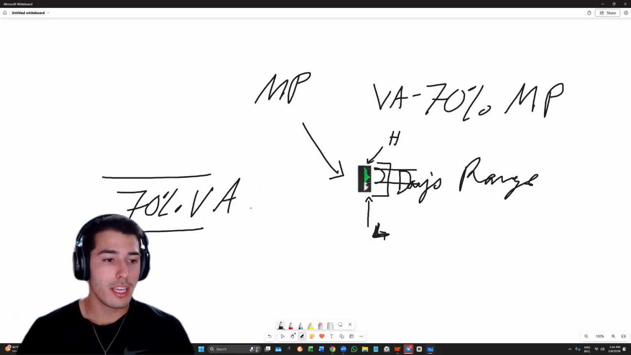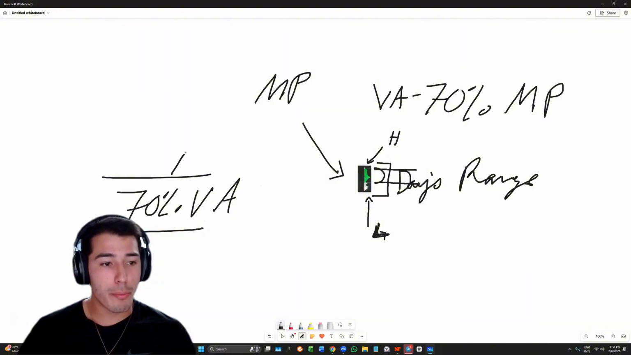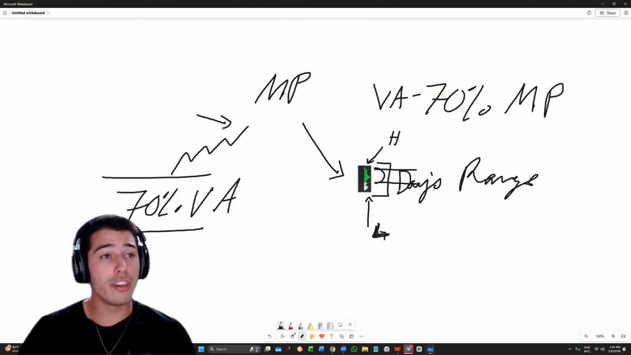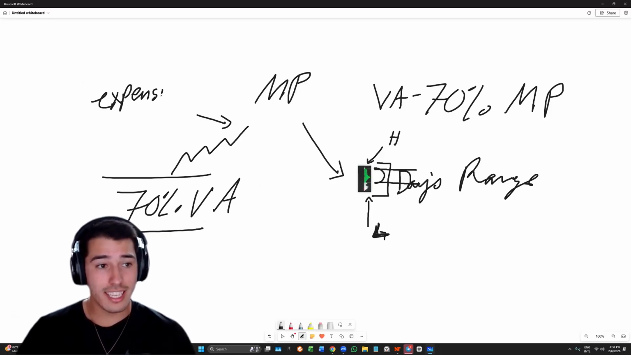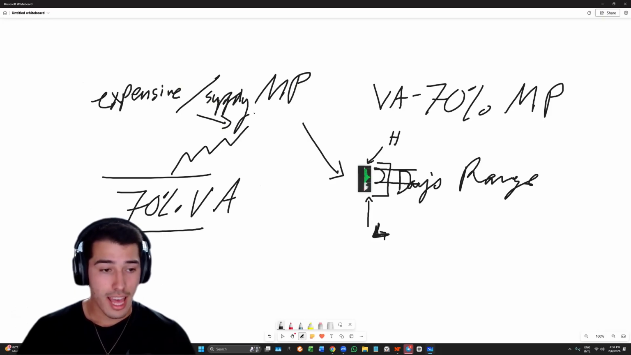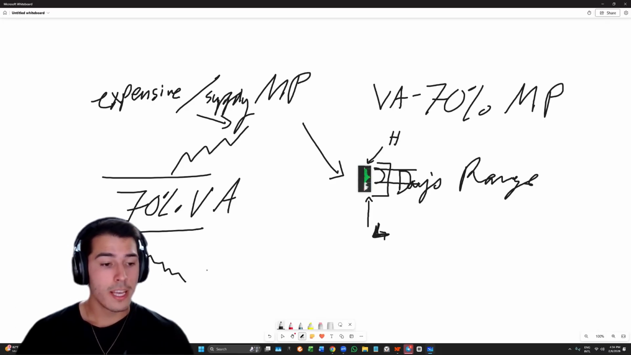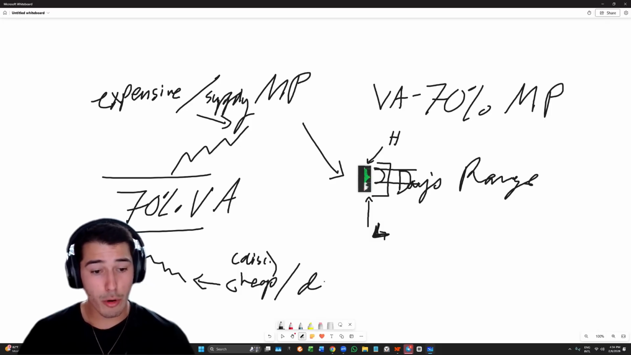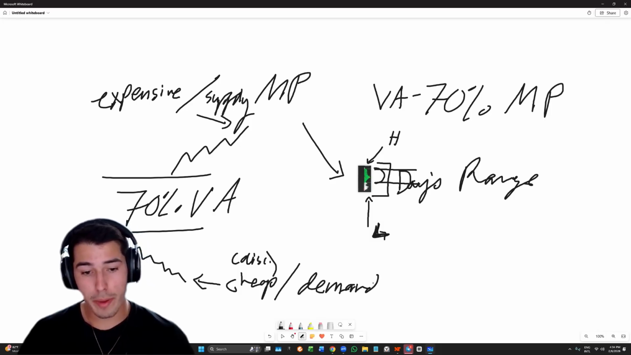agreeing on price. Then we can say that when price is above the value area, the participants consider this expensive. And this means that there will be more supply. And when price is below the value area, this is cheap, or this is on a discount. There will be more demand. Buyers will be more aggressive.